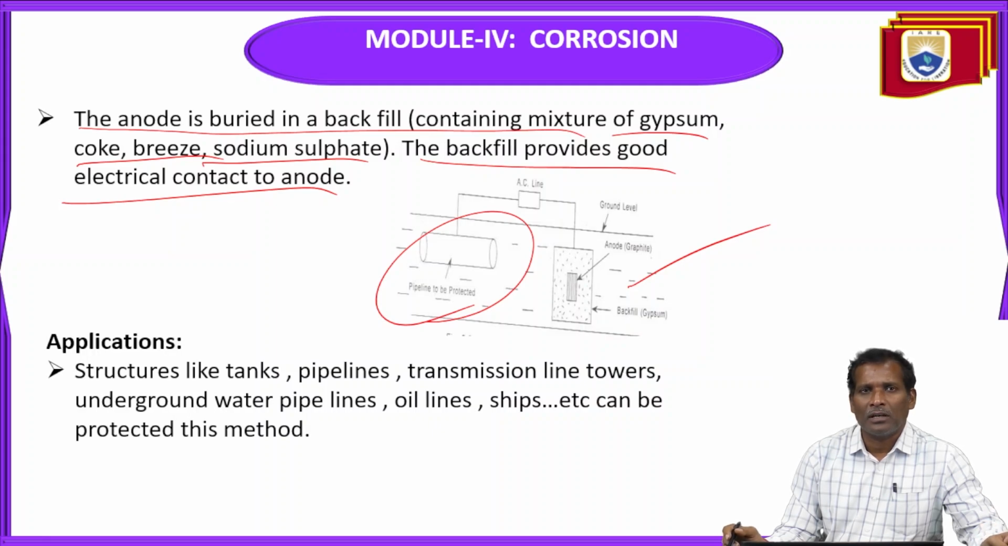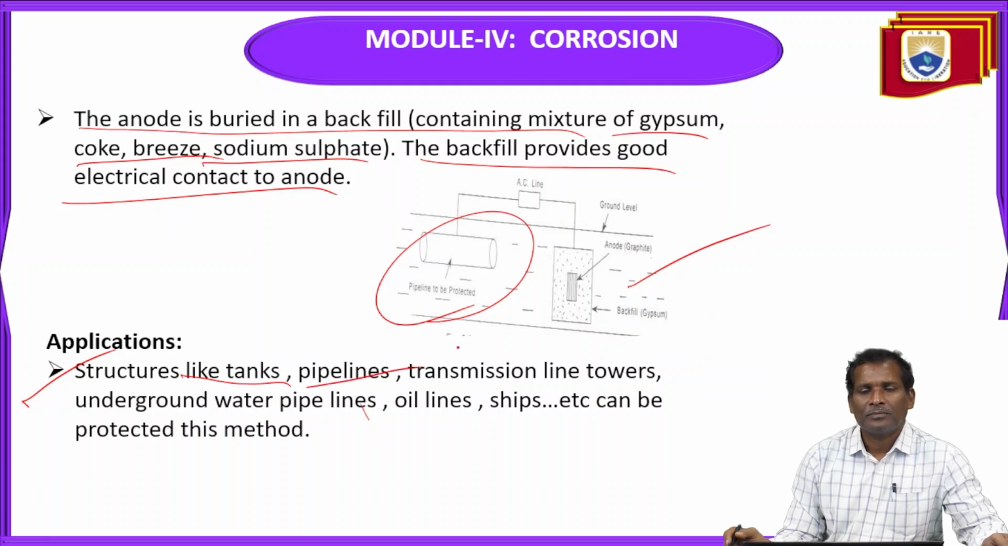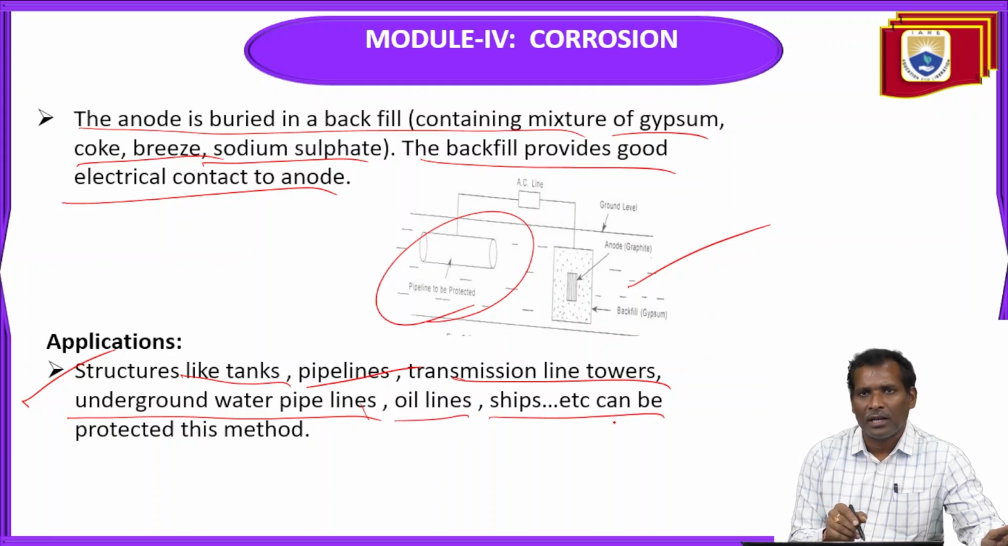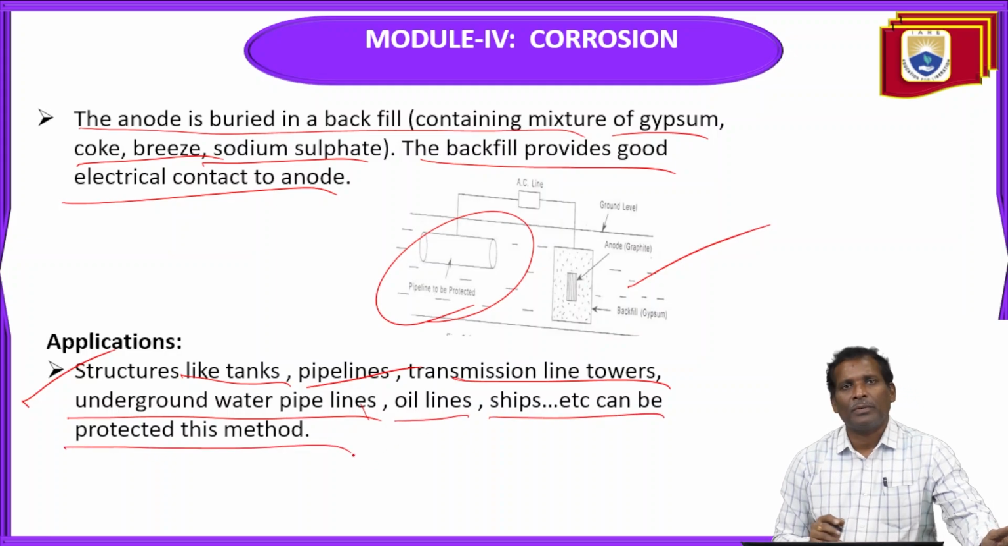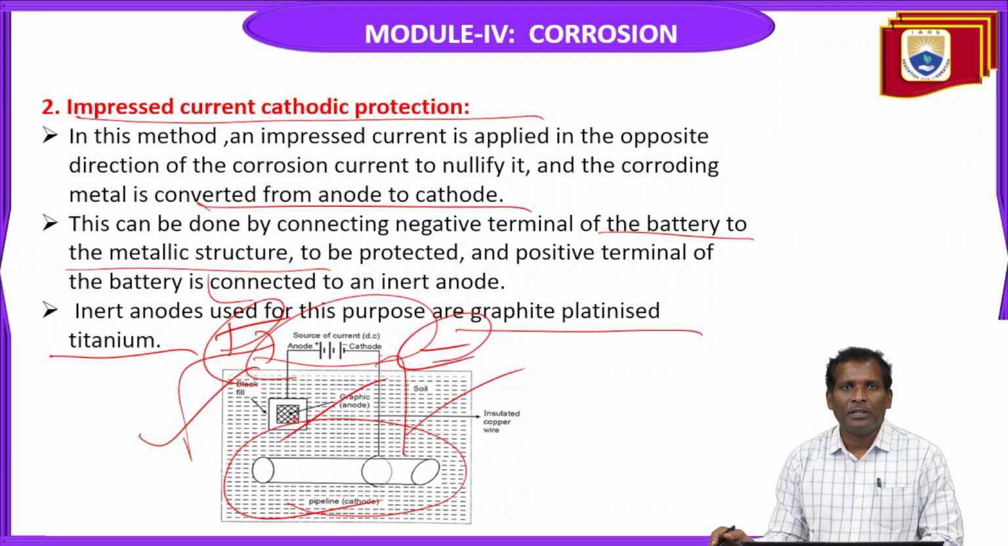The applications are structures like tanks, pipelines, transmission line towers, underground water pipelines, oil lines, ships, etc., which can be protected by this method. So these are the applications of this impressed current cathodic protection.